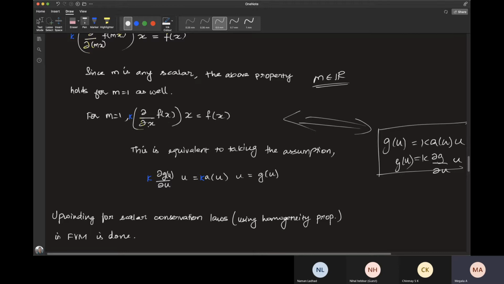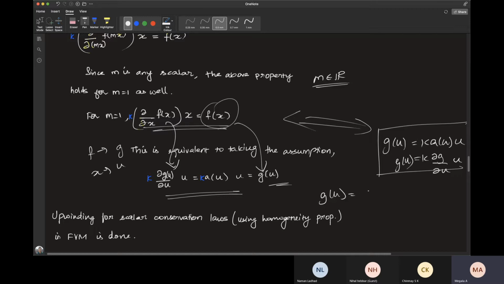So now this equation is equivalent to taking this assumption. Let's just replace f by g and x by u. We get this equation. Ignore k here right now. So we have dou g by dou u into u equals a of u into u. So from the right hand side we get g of u, and from the left hand side we get this. We have essentially gotten this: g of u equals dou g by dou u into u.